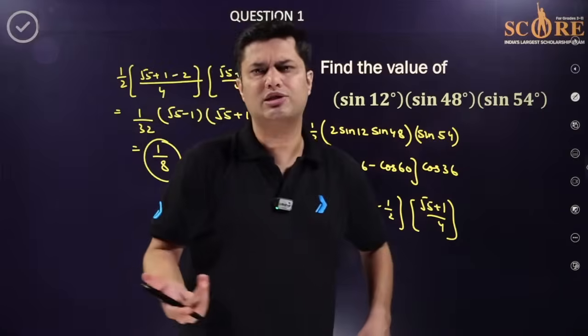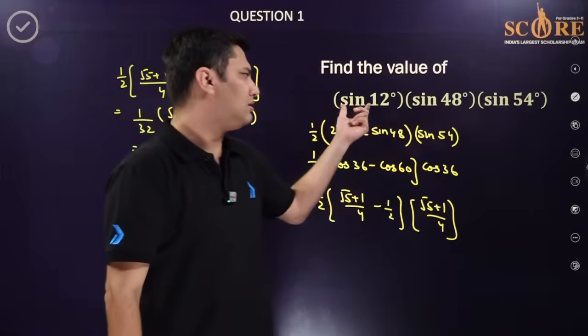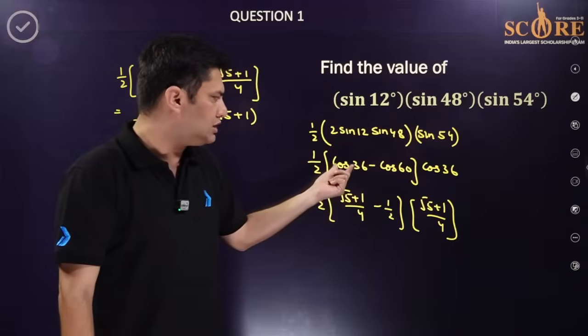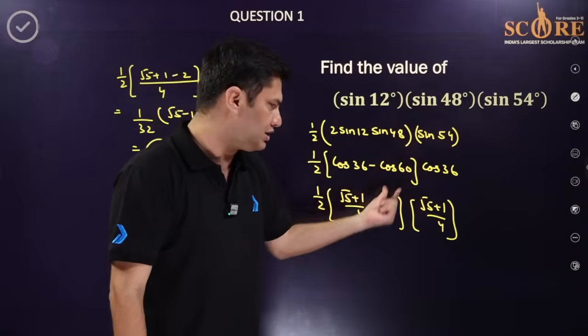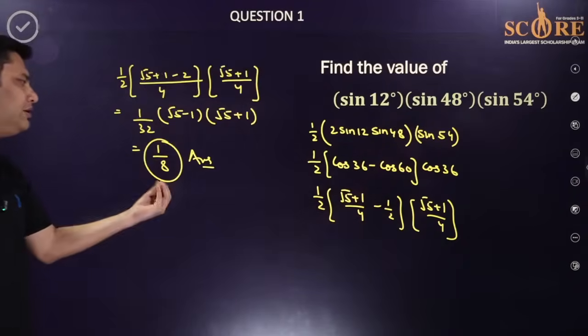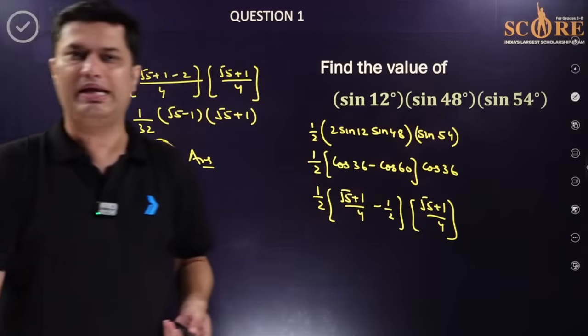So what you have to do is just a simple thing. Just apply 2 sin A sin B, which is cos(A minus B) minus cos(A plus B). And you know the values of cos 36 and cos 60. Just substitute the values and you'll get the value as 1 upon 8.